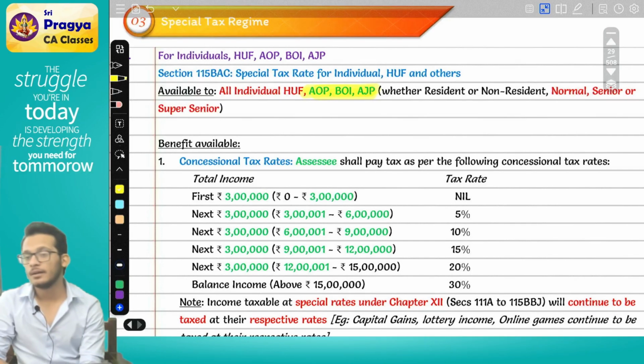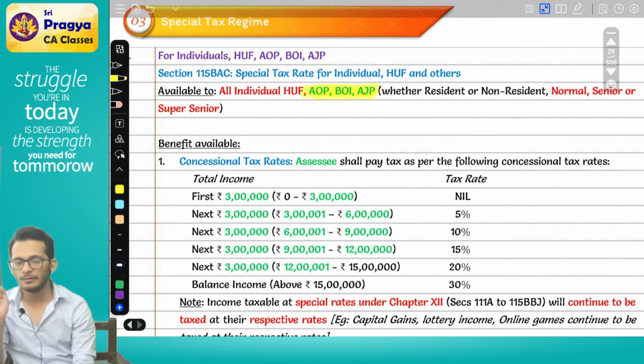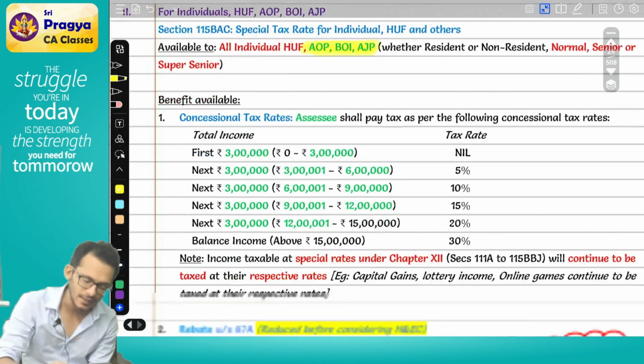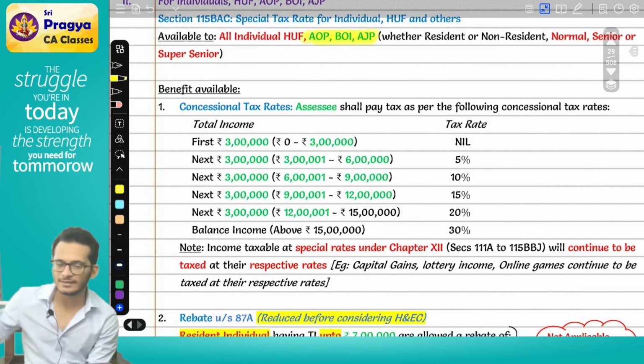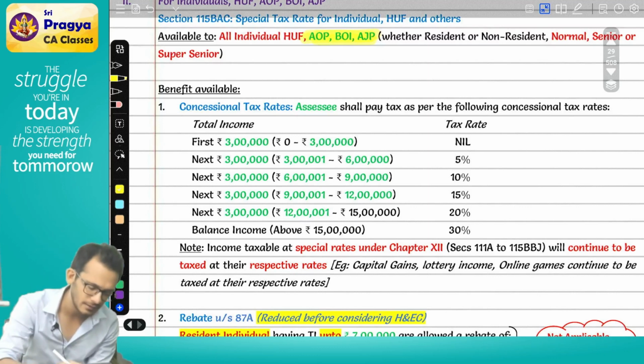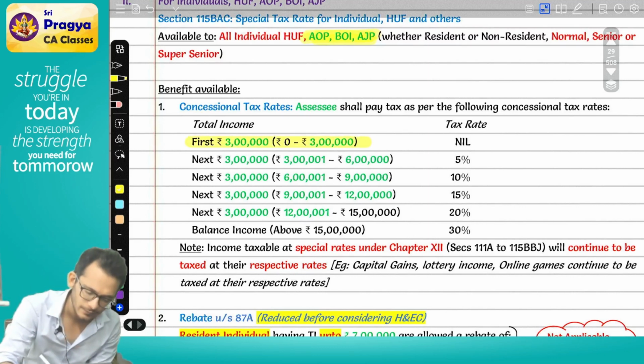Can we go forward? Yes. The first highlight is the amendment of AOP, BOI, AJP. Second, your whole tax rate is an amendment. So first 3 lakhs, then next 3 lakhs, then next 3 lakhs, then next 3 lakhs, then next 3 lakhs.